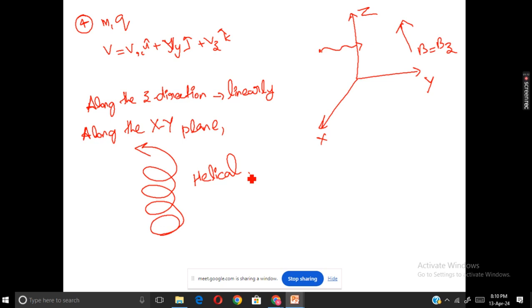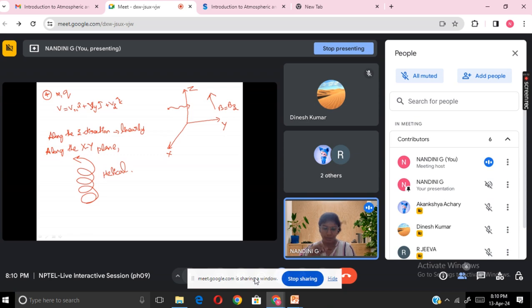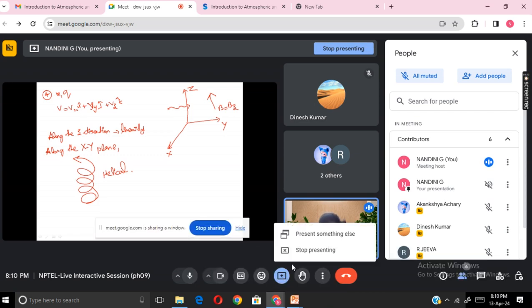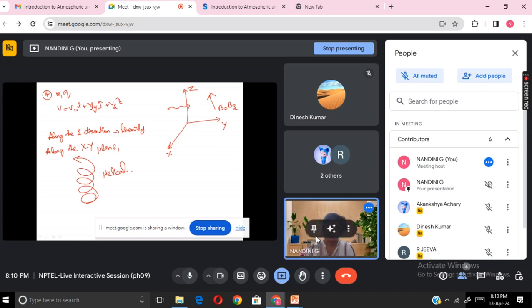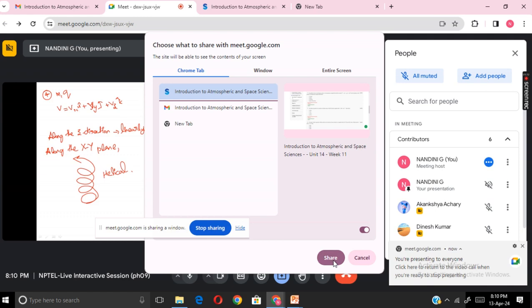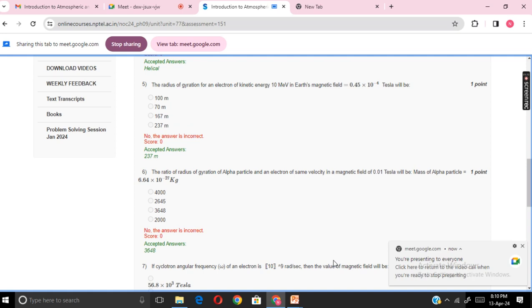So in the presence of a homogeneous magnetic field, a charge which is entering with a velocity v will have a helical trajectory. In the xy plane, it will have circular motion, and along the z direction, it will have linear motion. So basically, it will be a helical trajectory. So that is the answer.